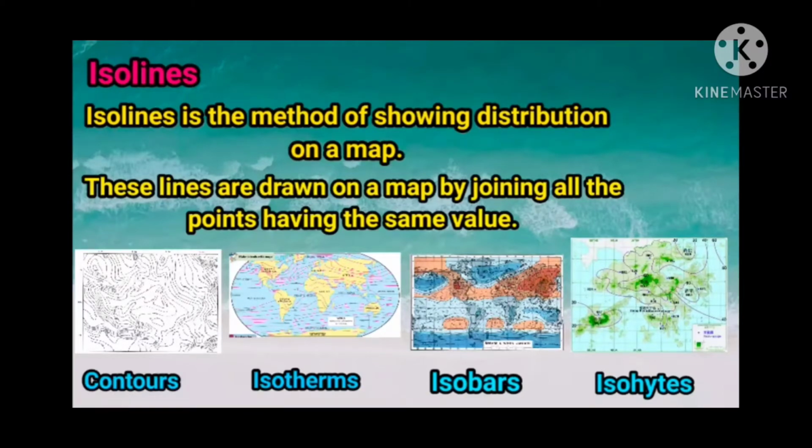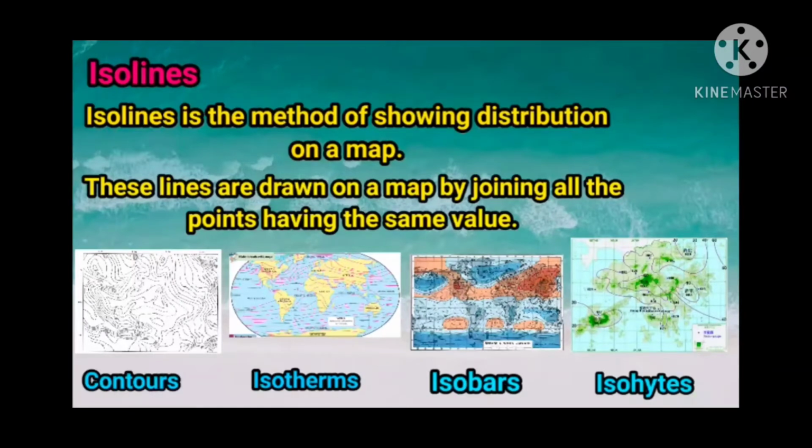First one is the contour lines. Contour lines are used for showing regions with the same heights. Isotherms are used for showing regions with the same temperature. Isobars are used for showing regions with the same pressure. And isohyets are used for showing regions with the same rainfall. We are going to see isotherms.